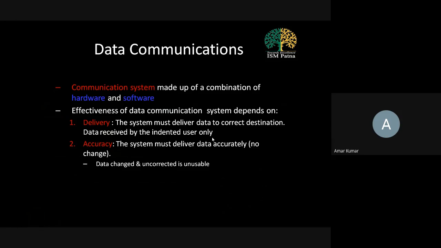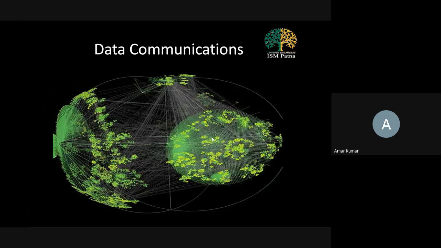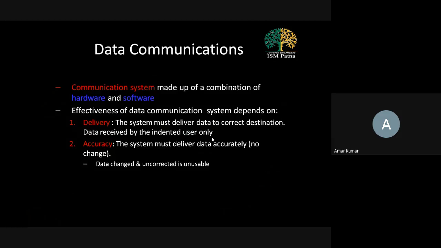Effectiveness of a data communication system depends on delivery, accuracy, timeliness, jitter. So what is delivery? Delivery means the system must deliver data to the correct destination. Data should be received by the intended user only.